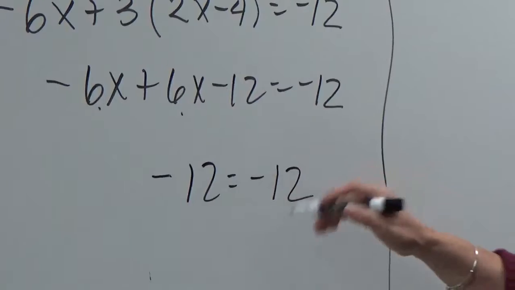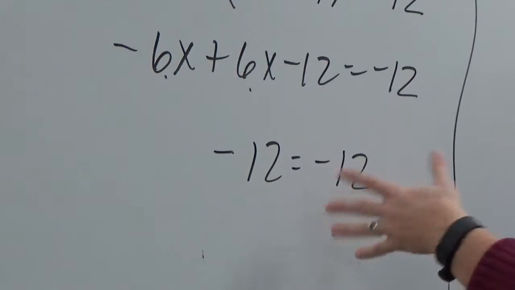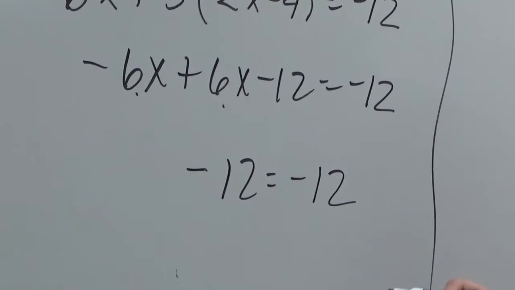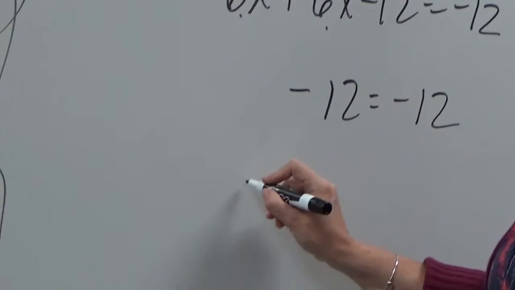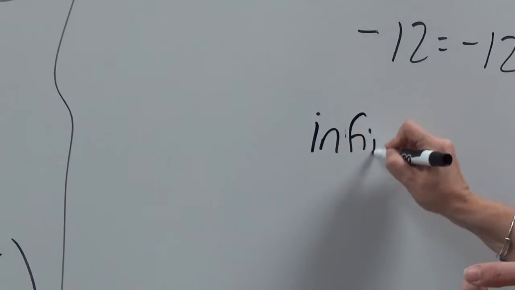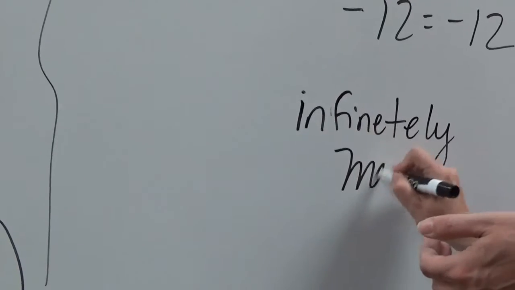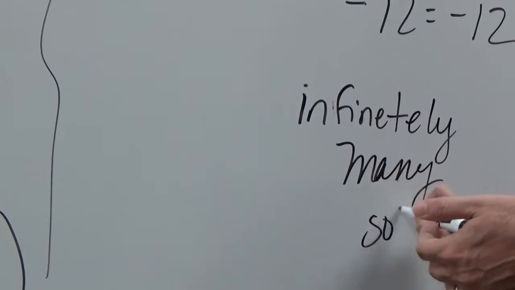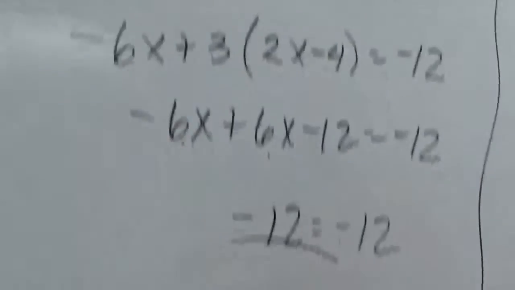We know that when we have an answer and it comes out true, but there's no way to solve for x and y, we know that's going to end up being the same line. That's the same line. There are infinitely many solutions. So in other words, these are the same line.